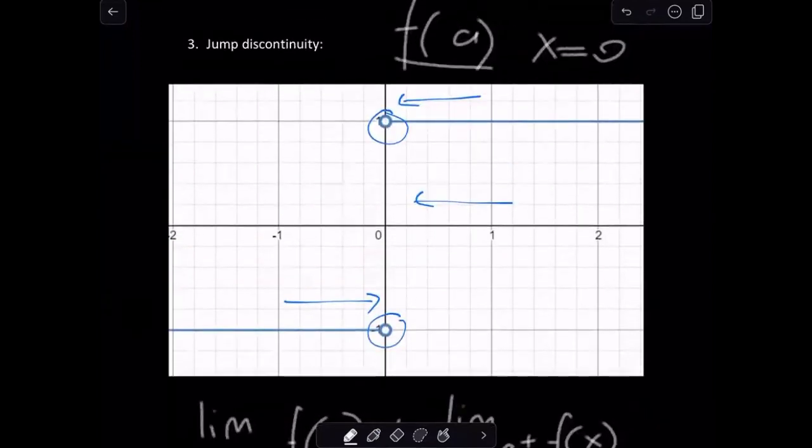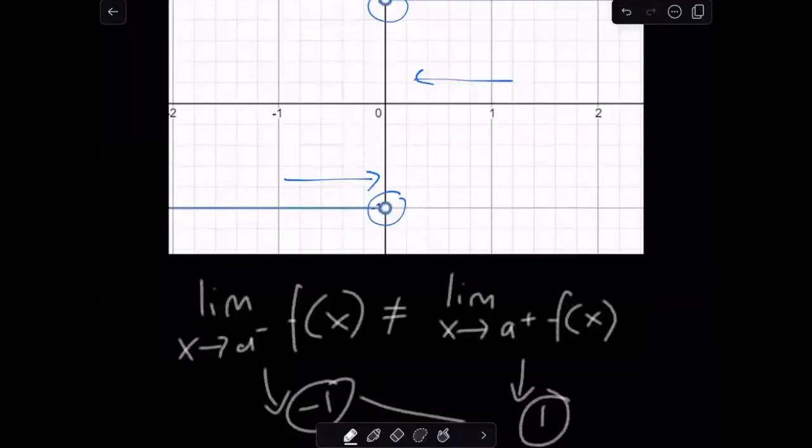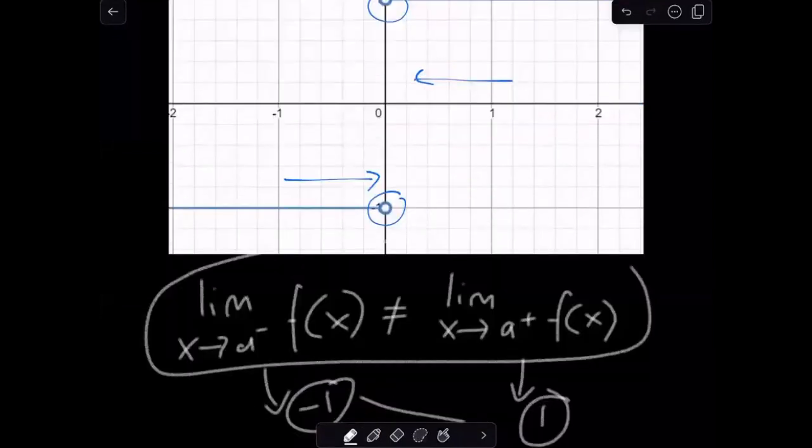Now, in terms of f of a, like I said, it may be defined, it may be undefined, but that's not really needed to classify this as a jump discontinuity. Okay, the key feature is this right here. Okay, and those are your three types of discontinuity. Now, let's go on to an example.